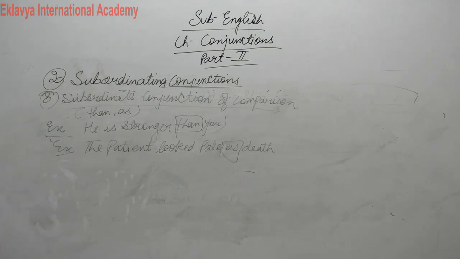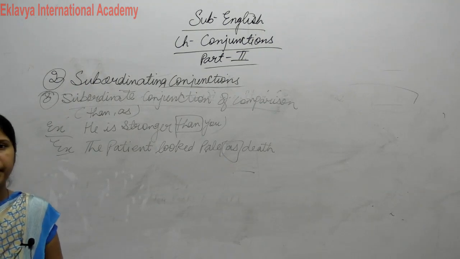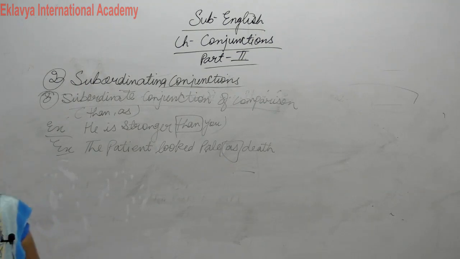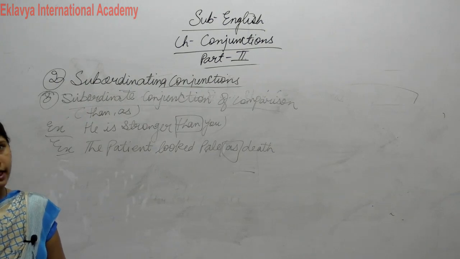So you all try to fill in, two kinds of conjunction are completed, that is coordinating and subordinating. So you all try to fill in your book exercise. Clear?